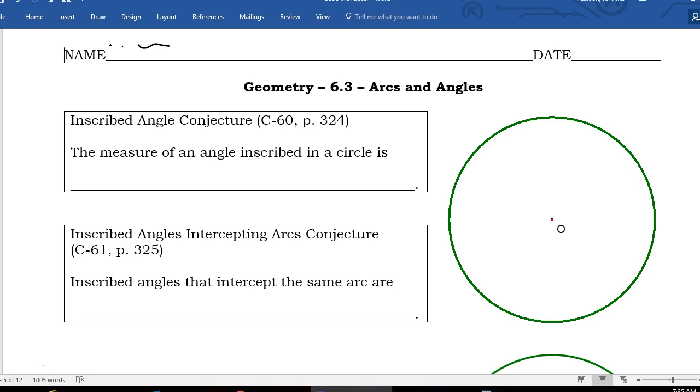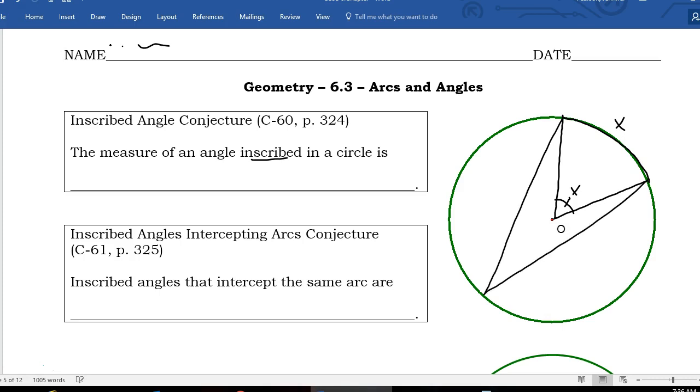So, in the previous lesson, we looked at central angles, and we knew that whatever measure the central angle was, let's give that x, this arc would be the exact same measure. That's a central angle. Inscribed angles are angles drawn all the way in the circle, going to the edge of the circle, not stopping at the center.